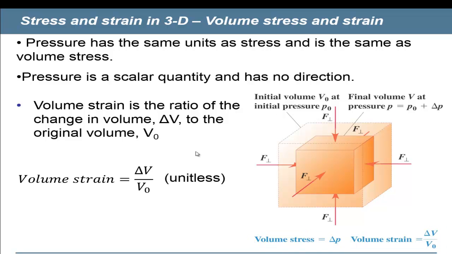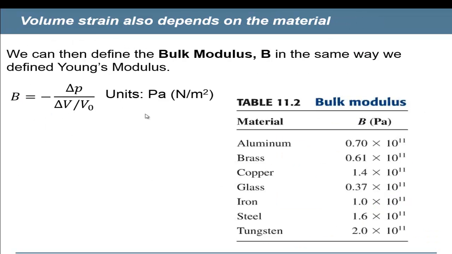From this, we can go ahead and define that same Hooke's law constant proportionality ratio that we had before, that we called Young's modulus for elongation or compression. For volume stress and volume strain, we call it the bulk modulus. So it's a bulk of material. It's some volume of material, a bulk, right?